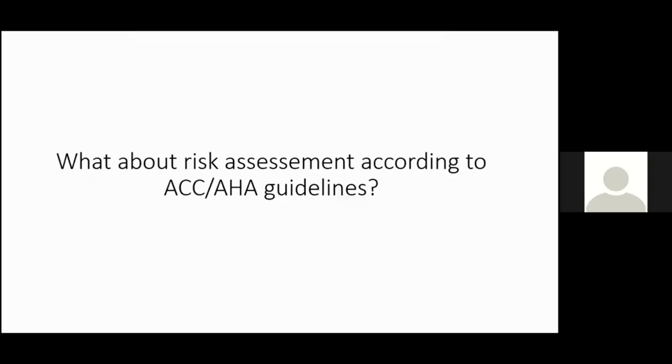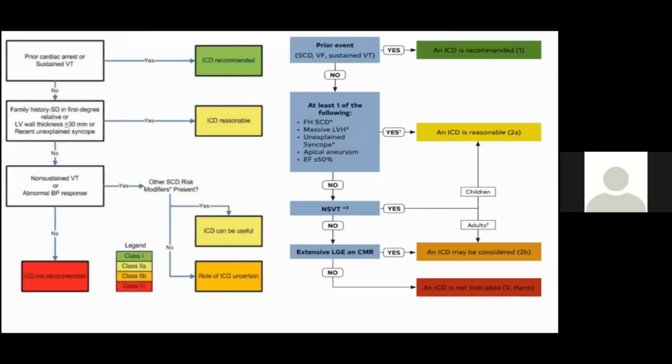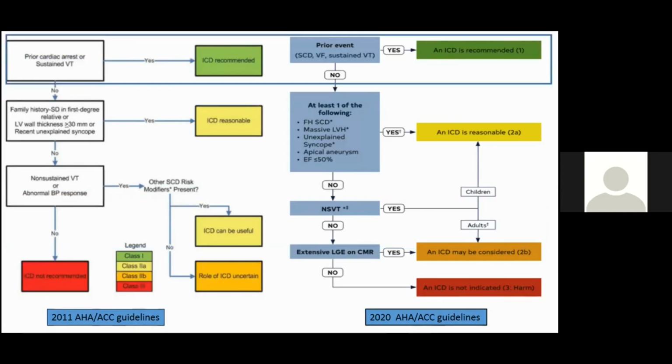What about risk assessment according to American guidelines? To the left of the screen is an algorithm that I borrowed from the 2011 American guidelines, and to the right of the screen is the latest algorithm that I borrowed from the latest American guidelines 2020. For secondary prevention, nothing has changed. Patients who have survived sudden cardiac death or who have sustained malignant ventricular arrhythmias have a class 1 indication for an ICD implantation. For primary prevention, there have been some modifications.